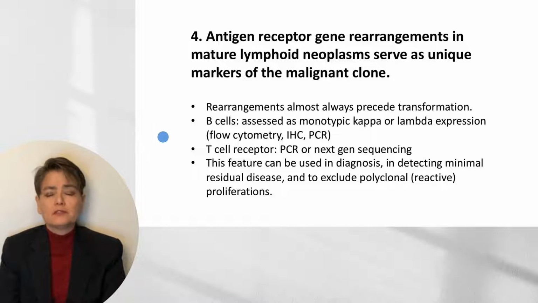So for B cells, the way that we assess this is typically looking to see if we have a monotypic kappa or lambda expression. And we can do this using flow cytometry, immunohistochemistry, or the polymerase chain reaction. And I'll show you an example in a moment. For the T cell receptor, we typically use PCR or next-gen sequencing.